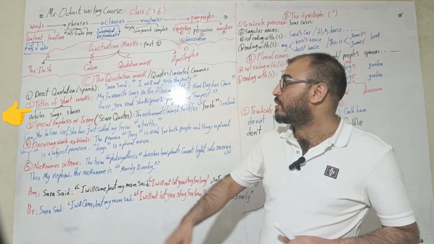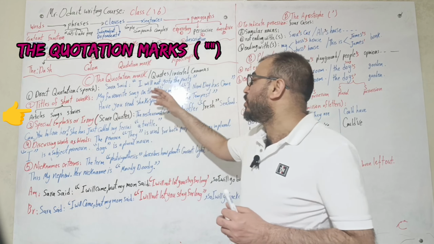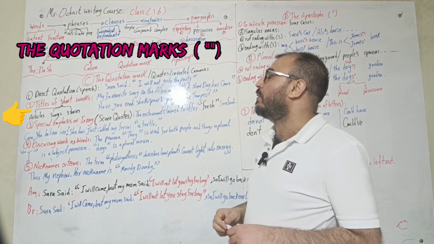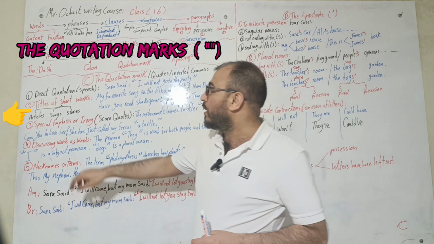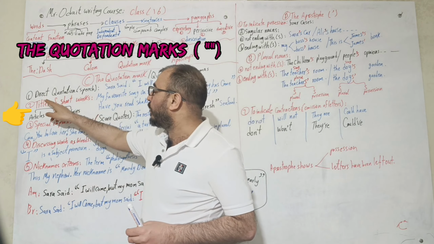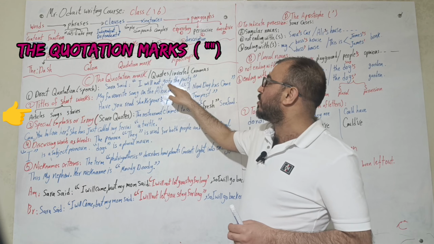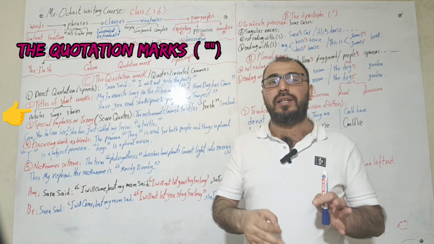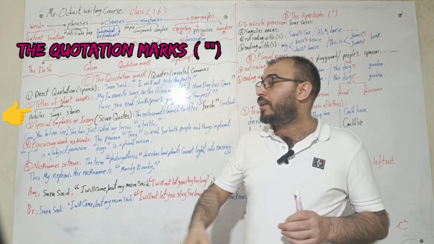Now, my friends, let's talk about the quotation mark, which are also called the quotes or the inverted commas. We use them in direct quotation or direct speech, my friends. We have this example. Sarah said, "I will not go to the party." And here, my friends, we literally report what Sarah said, word by word.